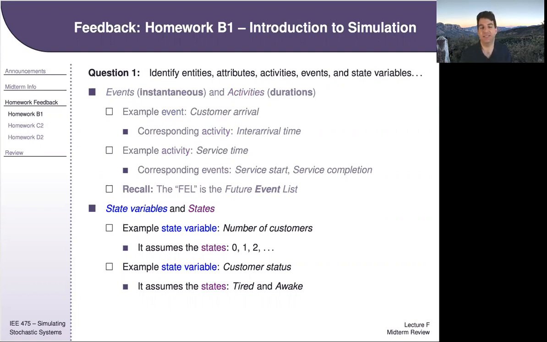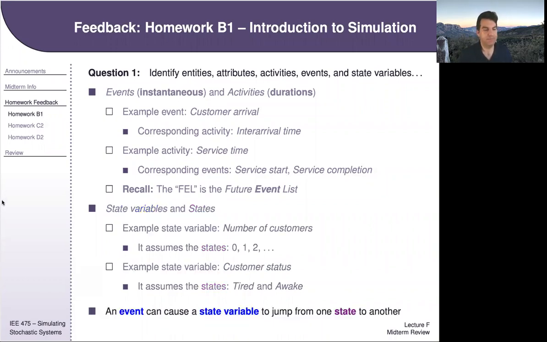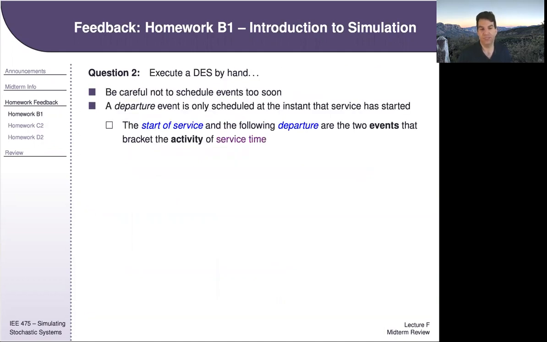Know the difference between states and state variables. We can have a state variable like customer status, and the states of that could be something like tired and awake. So they're two discrete states, tired and awake. They aren't necessarily numbers, but we still view them as states. Again, the difference between events, activities, delays, those are all really important.